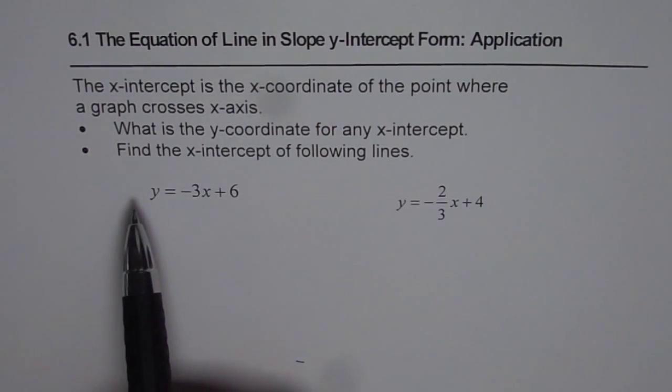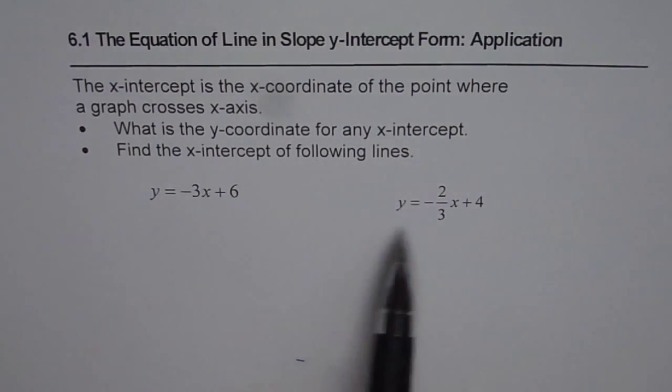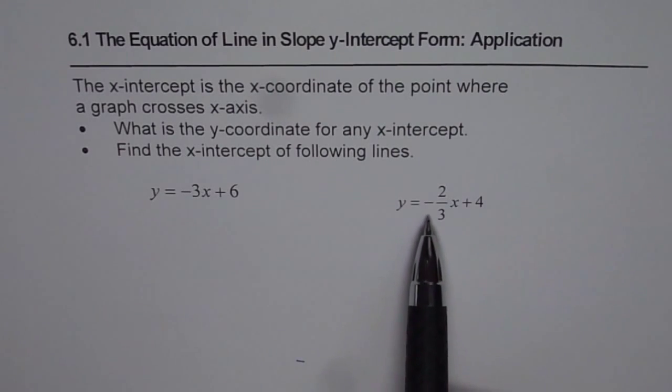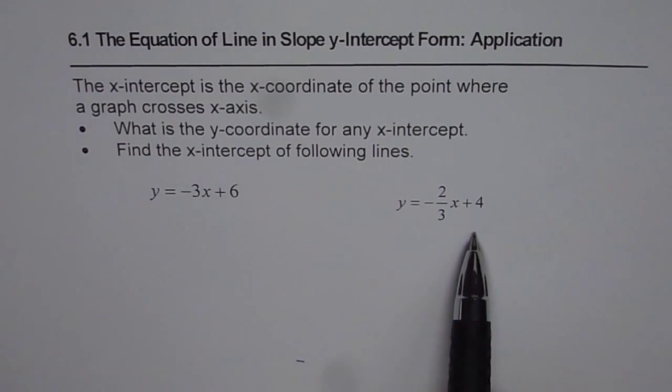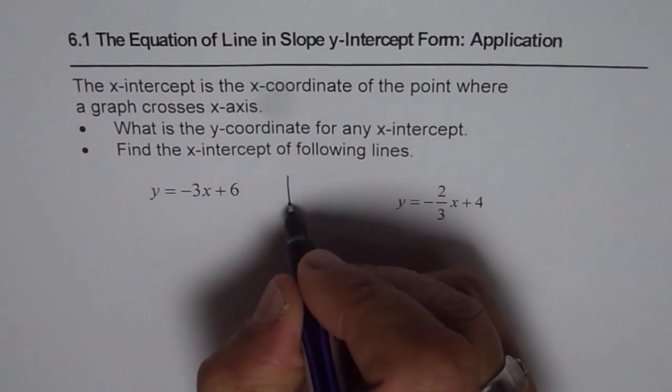And the second question is, find the x-intercept of the following lines. So we have two lines here, y equals minus 3x plus 6 and y equals minus 2 over 3x plus 4. You need to find the x-intercept for both these lines. So I'd like you to pause the video, answer these questions, and then look into my suggestions.